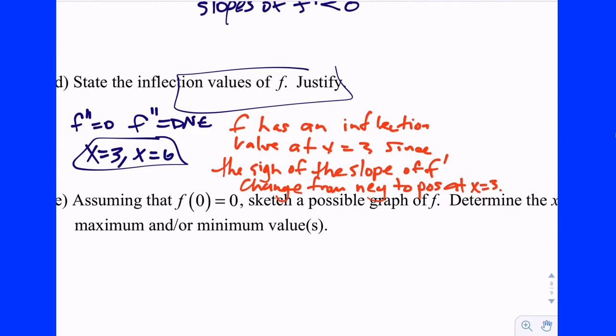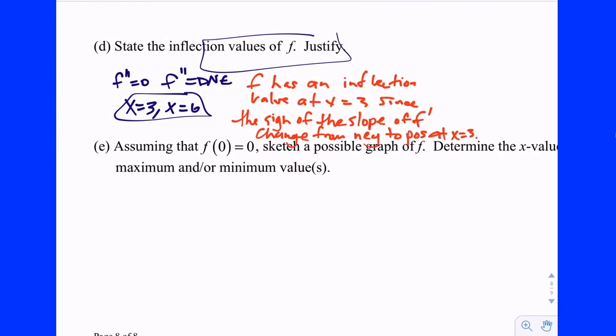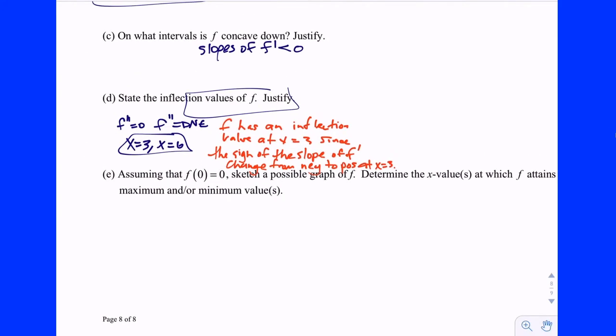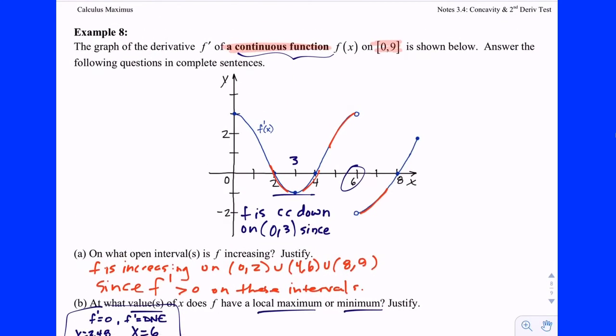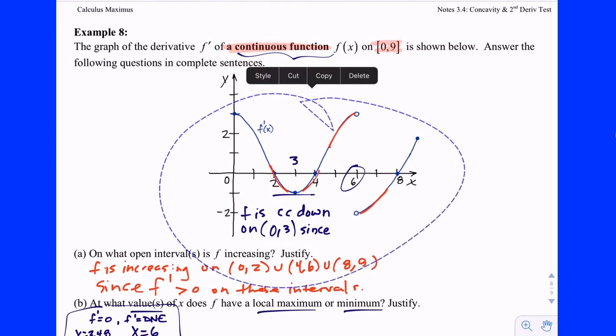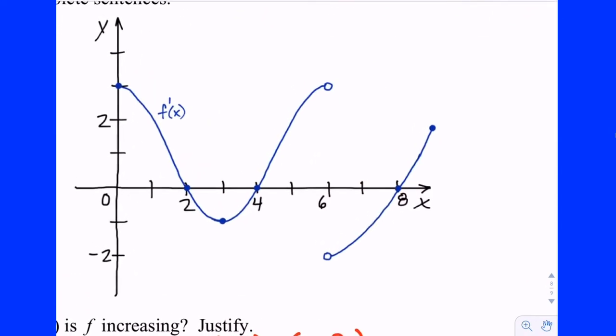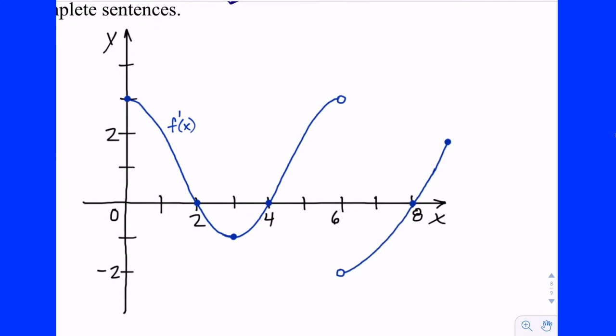And then the last part here, very similar to what we did above. Assuming that f of 0 equals 0, sketch a possible graph of f. And if it's possible, determine the x values only where the absolute max and min occur on that closed interval. I'm going to let you give that a try, and then we'll see how you did, because this one's kind of interesting. You know how it's supposed to be done now? You can use the information from the previous example to help yourself. What's happening at 6? That's a good question.